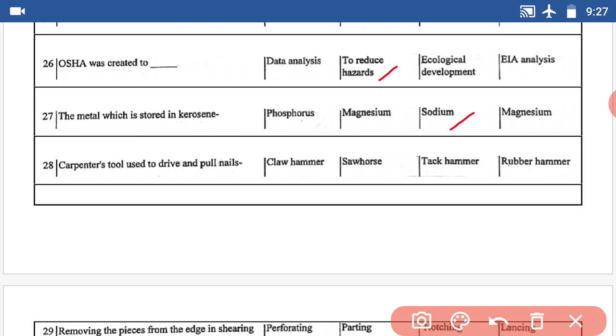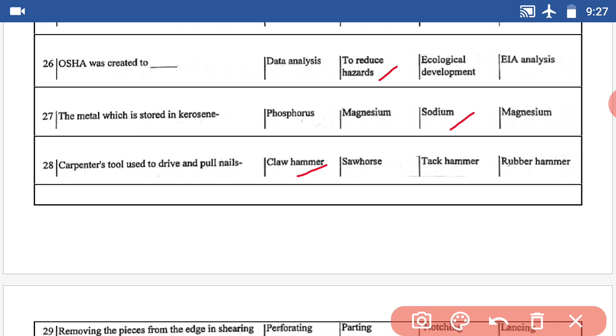Question number 28. The carpenter tool used to drive and pull nails is dash. This question's answer: claw hammer. Option A is the correct answer. Claw hammer.